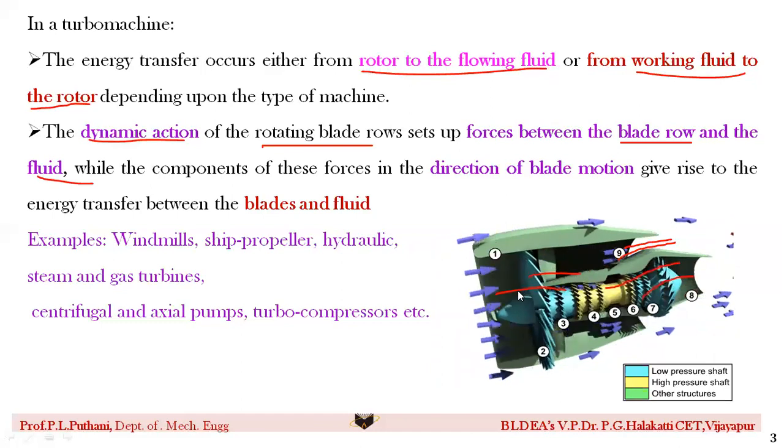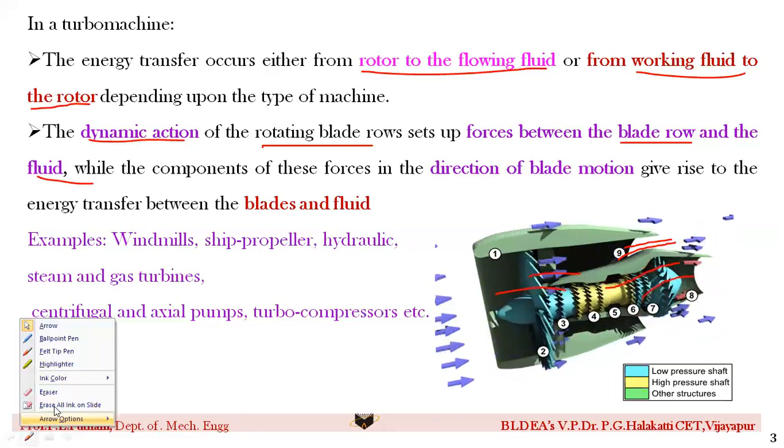If you observe, as I was telling you, the dynamic action is happening between the flowing fluid and the rows of blades. This is the first row, second row, third row, and so it goes on. As a result, the energy transfer happens as there is a change in the pressure and the movement of the fluid as it passes through every set of rows of blades. This is regarding the simple procedure and the working phenomena.